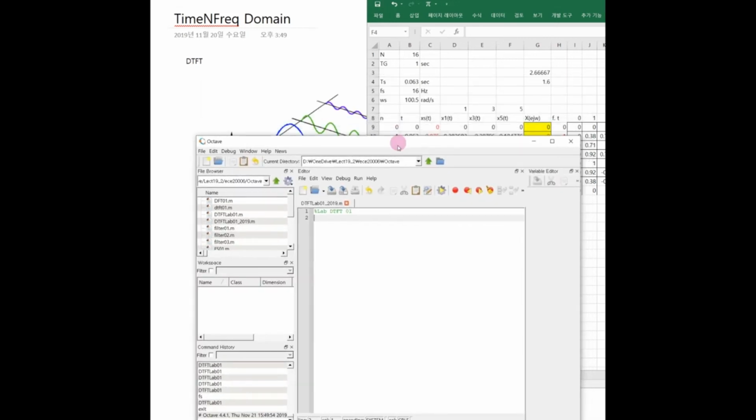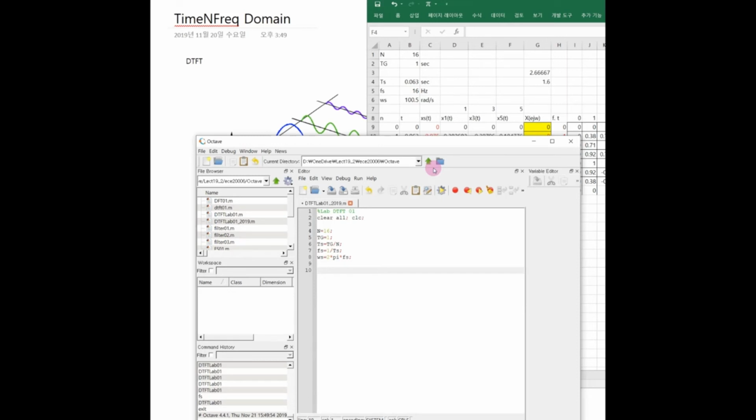First, I need to define the number of samples. Clear all, clear screen, and clear variables, and I define the number of samples N as 16, and gating time Tg is 1 second. Then the sampling period is Ts equals Tg over N. This is the sampling period, and the sample frequency is Fs equals 1 over Ts, and omega s is 2 times pi times Fs, or 1 over Ts. Okay, this is pretty fine.